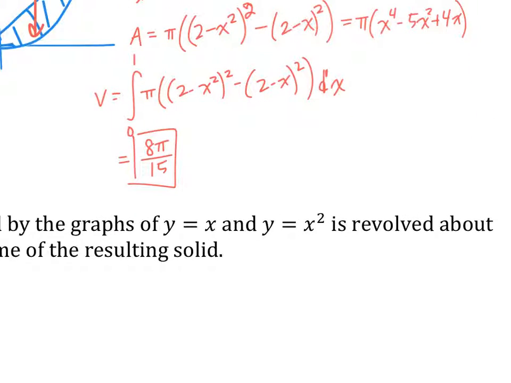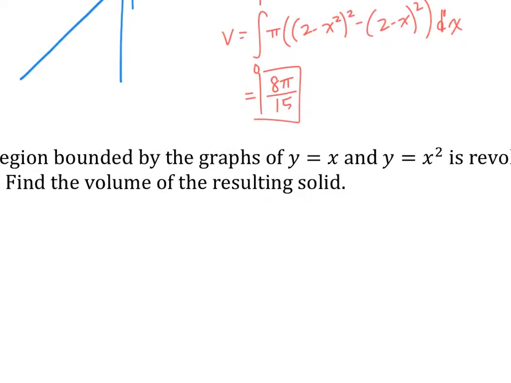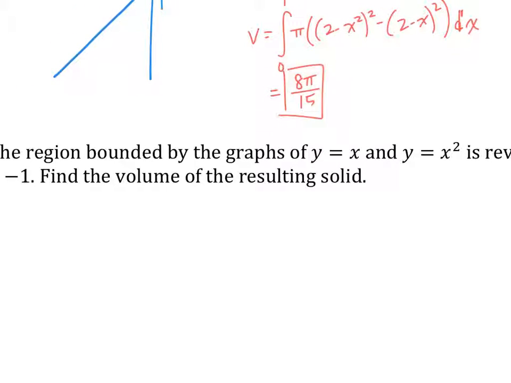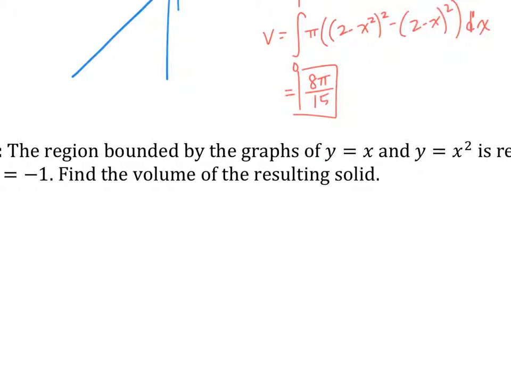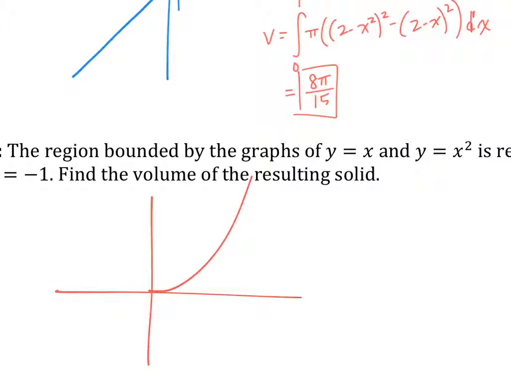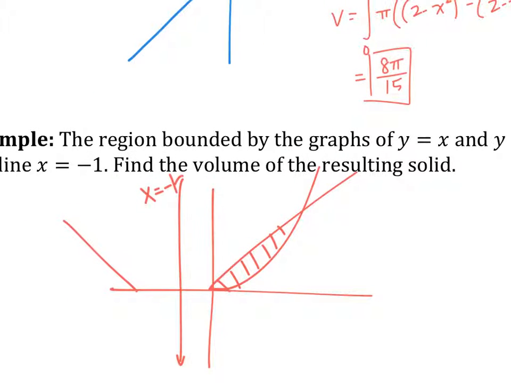Okay, let's try one last one, and then you can start homework. Bounded by y equals x squared, revolve around the line x equals -1. This one, but this time we're going to revolve around x equals -1. So we're going to go this way.